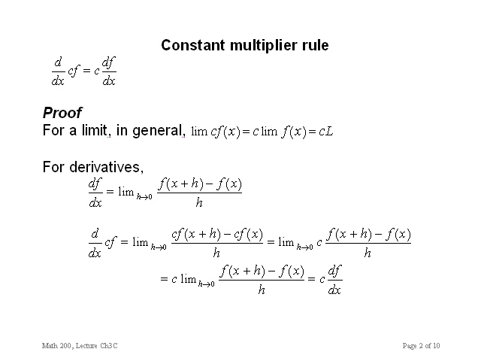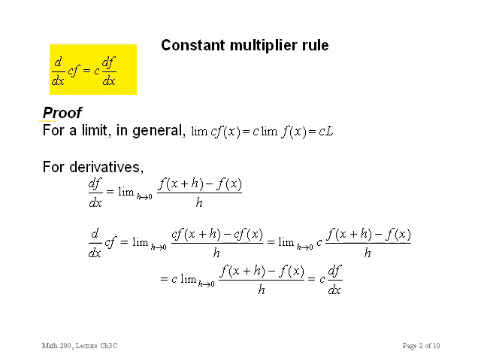The first one is a constant multiplier rule. Here is the rule. If I take the derivative of a function f that's multiplied by some constant c, I can just put the c out front and take the derivative of f by itself. And here is the proof.